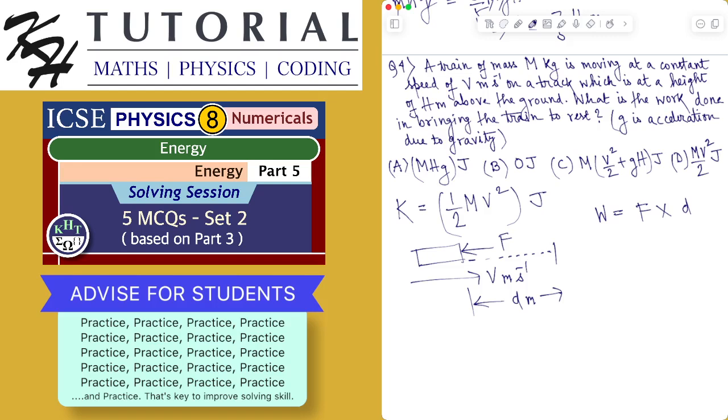So where did the energy go? From the law of conservation of energy, energy is never created or destroyed. So we know that energy is only transformed from one form to another. The train lost an energy of half mv square.